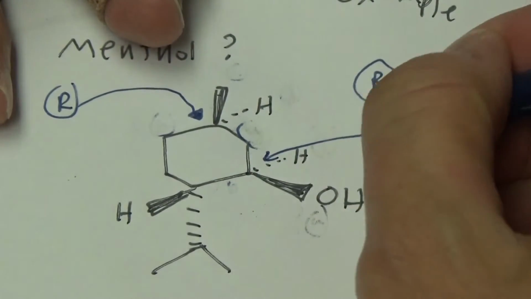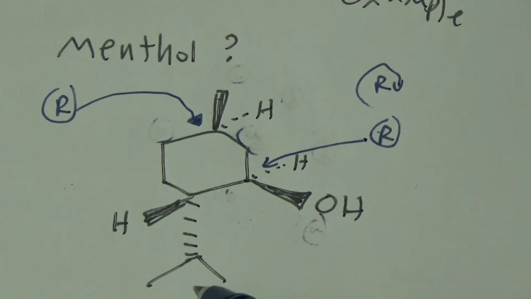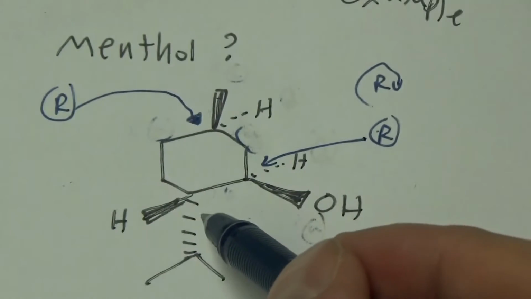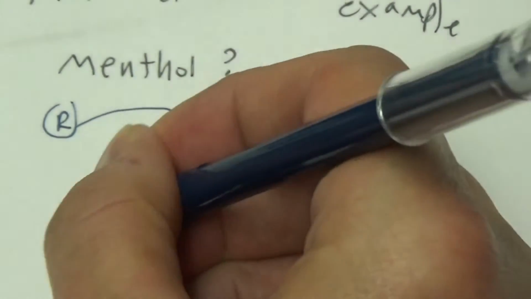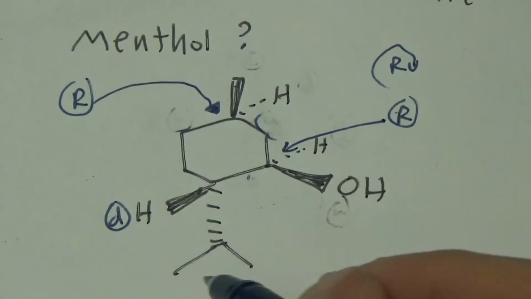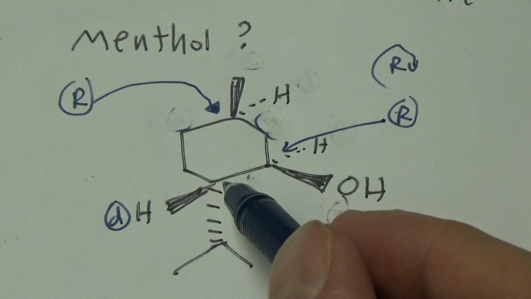Okay, this is R. Now, what's that thing called at the bottom? It's an isopropyl group. Alright, so let's try the priorities. Who's D? D is going to be the hydrogen. Alright, D is the hydrogen, and then I'm like, okay, I need my A's, my B's, and my C's.